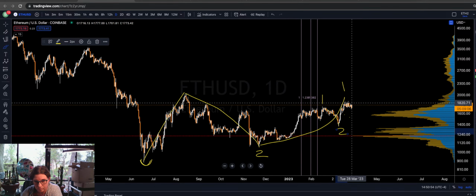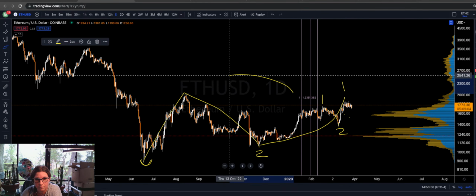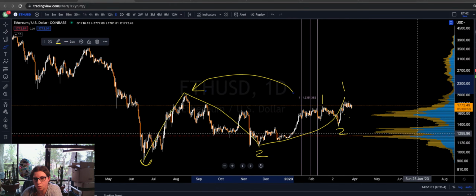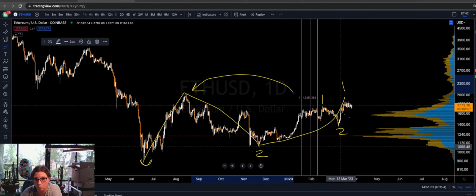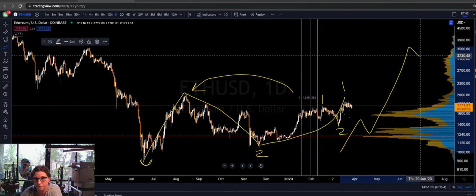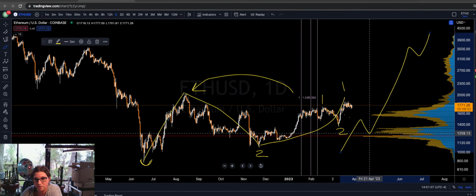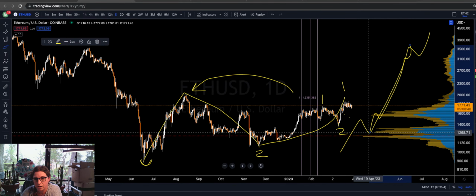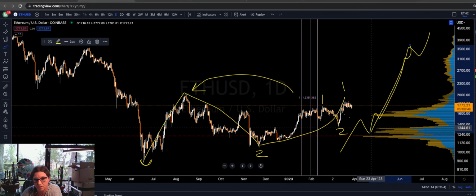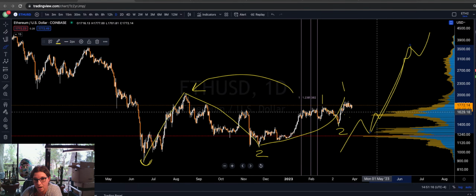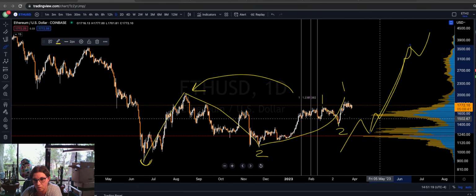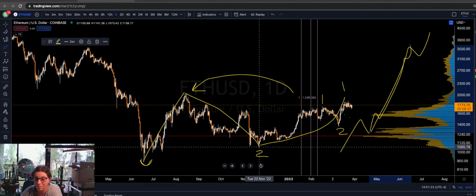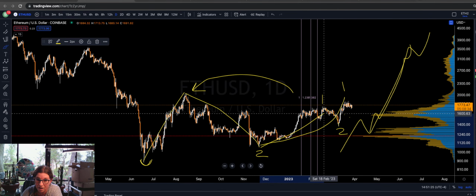This wave is bigger in time than this wave. So with what I said before about when you have a 1, 2, 3, 4, 5, the wave one that's inside of here needs to be smaller in time, in price, size, the whole nine yards. It's got to be smaller. So probabilities, guys, is that this is not a wave one.